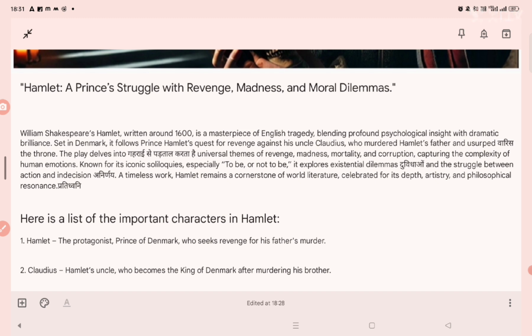known for its iconic soliloquies, especially "To be or not to be." It explores existential dilemmas and the struggle between action and indecision. A timeless work, Hamlet remains a cornerstone of world literature, celebrated for its depth, artistry, and philosophical resonance.